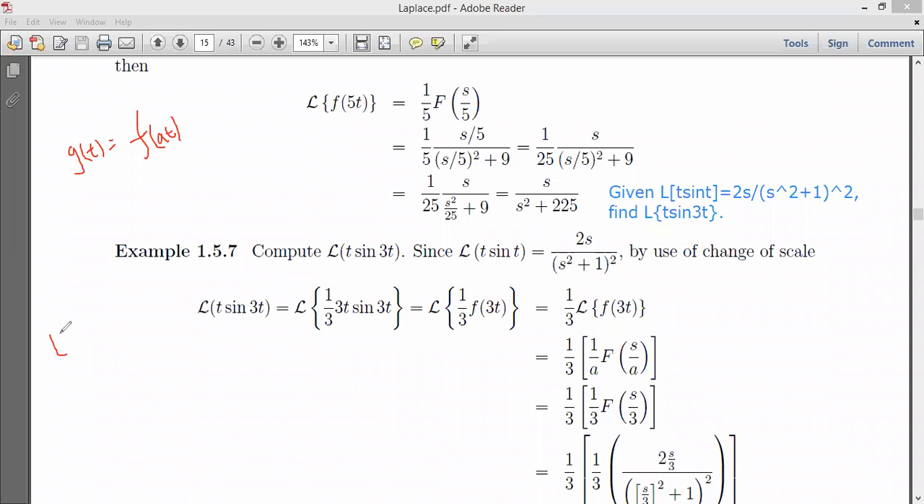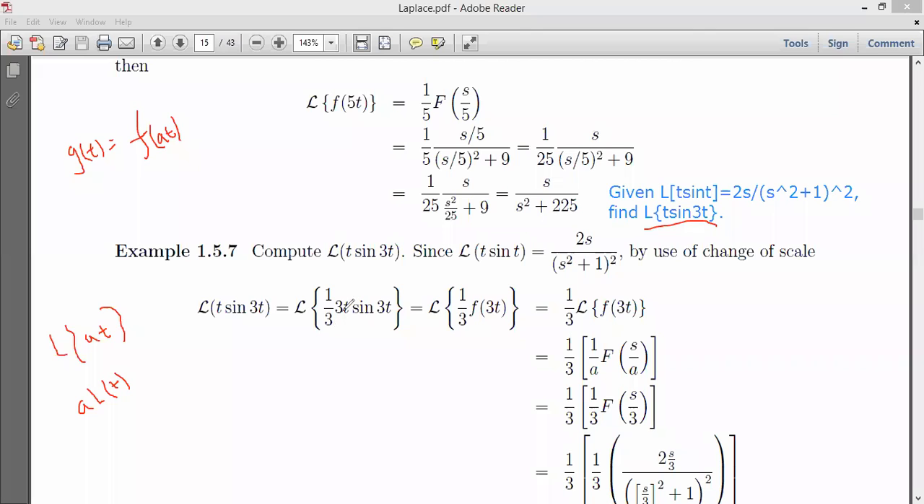We had a rule which says that if you have L of a f of t, this can simply be a out, then L of f of t. That is what we are doing here. So how should we ensure that we have something like this? Remember, this is what we are looking for here. So from our definition, we are looking for t sine 3t. So what is the equivalence of this? The equivalence of this is an identity.